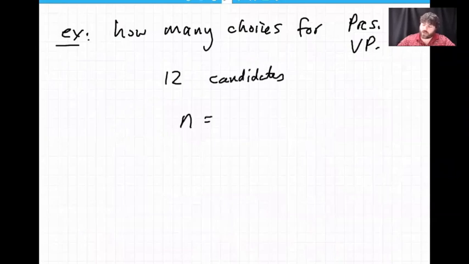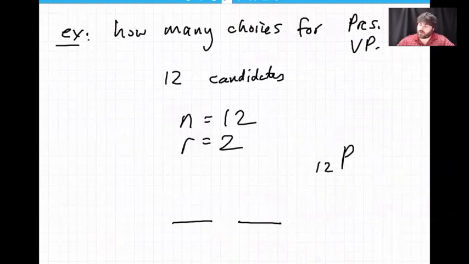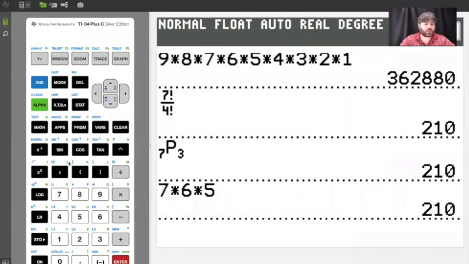Well, we got to know N and we got to know R. All right, we got president, vice president. That means R is 2. How many people do we have to choose from? We have 12. So we want to do 12 permutation 2. Over to calculator.